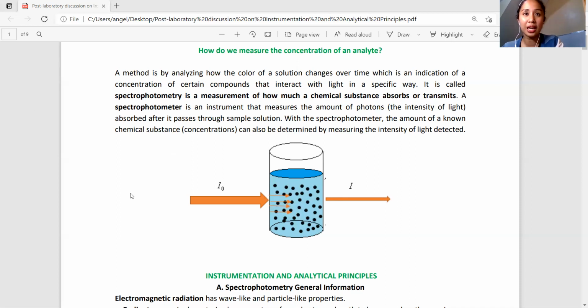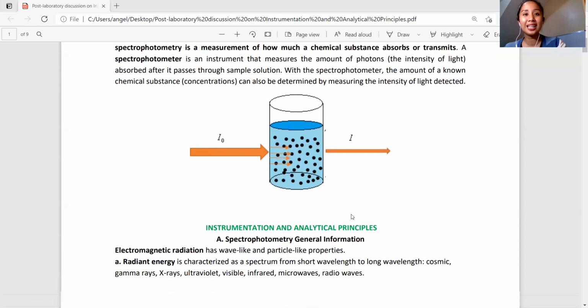And how much light is absorbed, transmitted, or emitted reflects the concentration of a sample. For example, in this image, class, the black dots are the analytes. How much these analytes absorb or transmit light depends on the principle of the analytical method, and that reflects the concentration of the analyte. I hope you understood that the amount of light absorbed, transmitted, or emitted reflects the concentration of the analyte. It's great, no? Class, they used light to measure the concentration of an analyte.